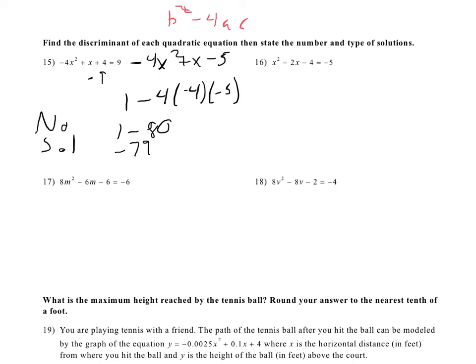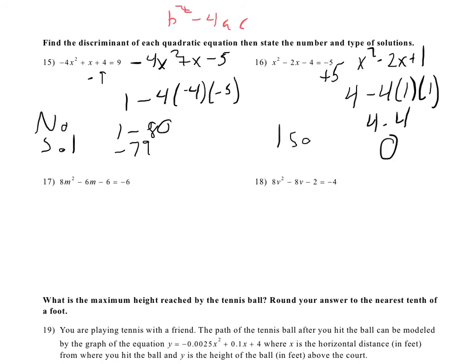Okay, we'll do the same thing here. Add the 5 over. So that means I have x squared plus minus 2x plus 1. And we should get, all right, 2 squared is 4 minus 4 times 1 times 1. So 4 minus 4 is 0. 0 means I have one solution.